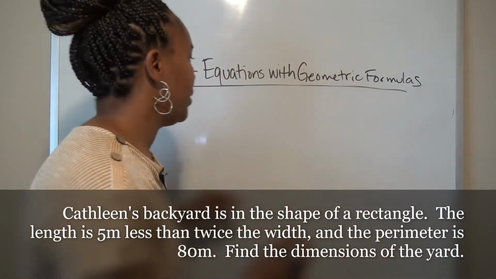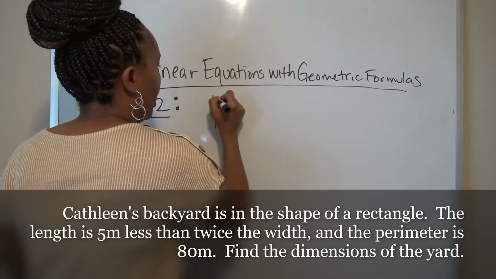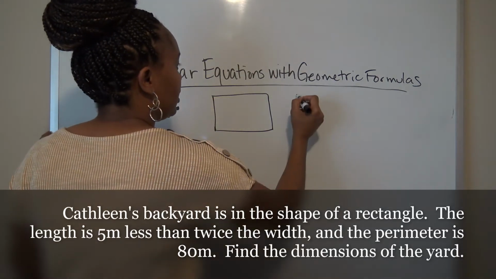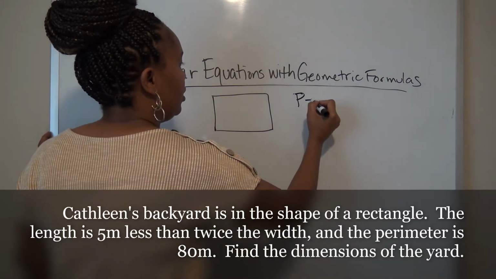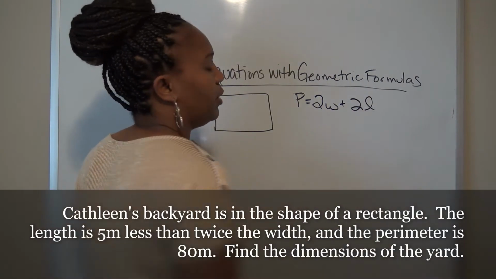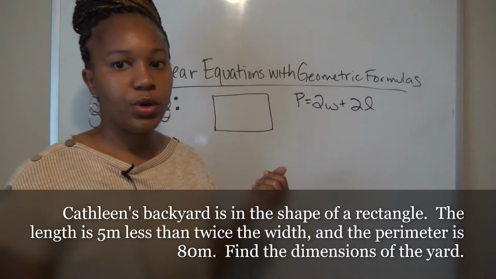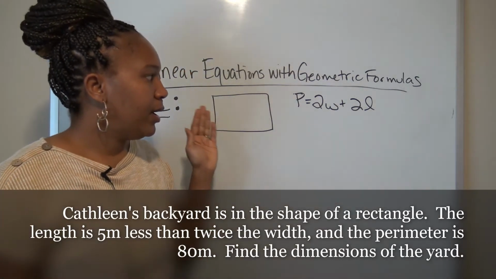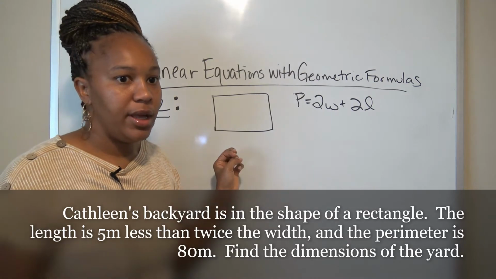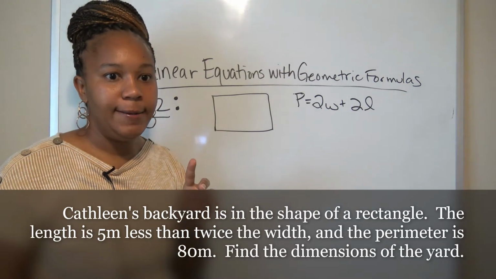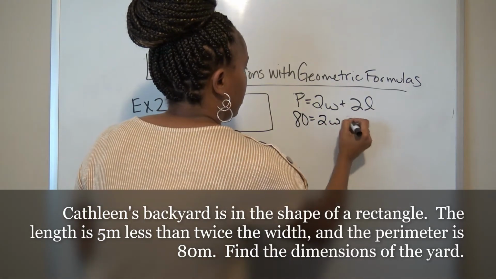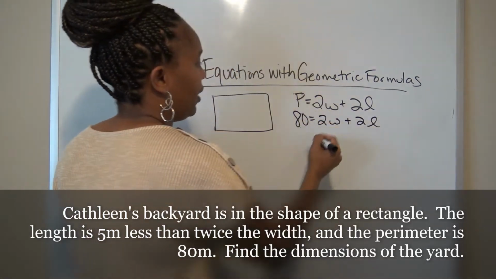Now I want to draw a picture because it tells us that her backyard is in the shape of a rectangle. It also tells us the perimeter. So I know I'm going to be using the perimeter formula, which is 2W plus 2L or 2L plus 2W. It doesn't matter which order you write it in. The perimeter is 80, so I'm going to replace P with 80.